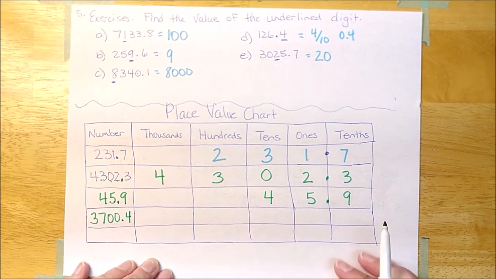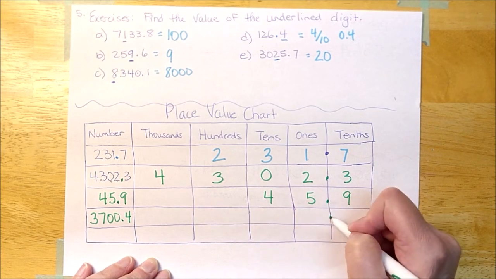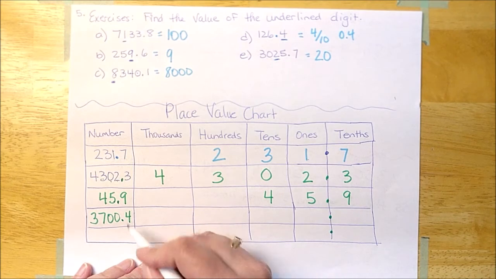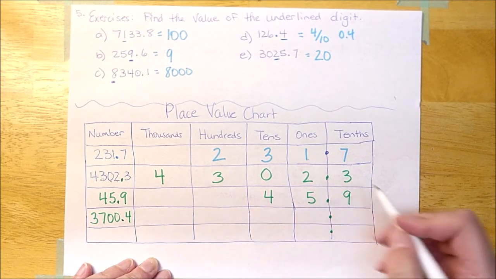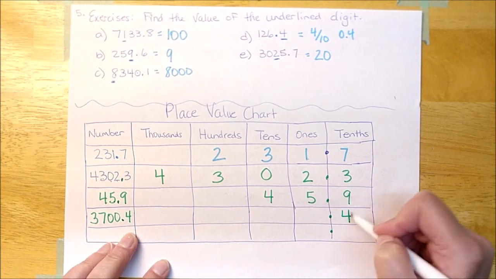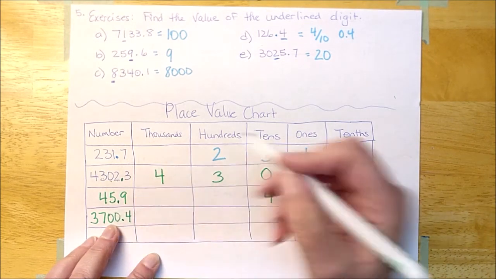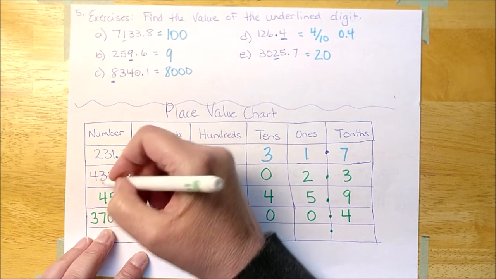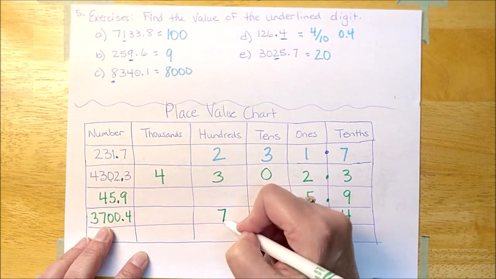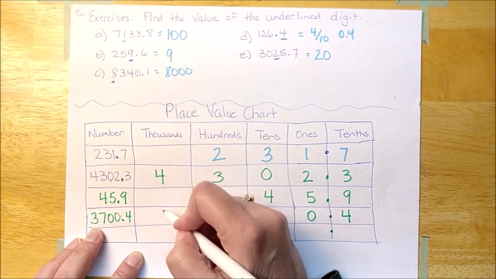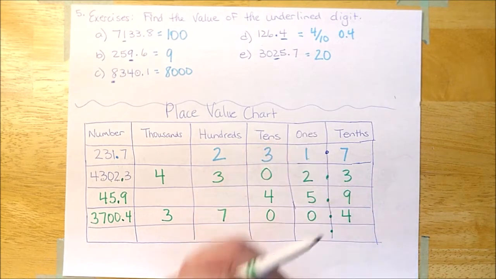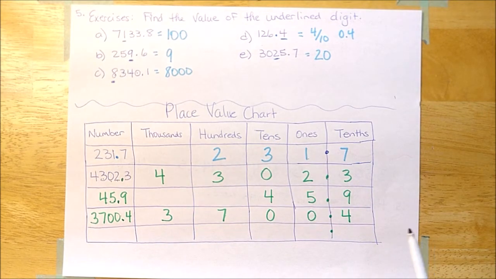3,704/10. Ooh, this is a tricky one. Okay, so I put my decimal there. So I have 4/10. My number behind my decimal goes back there. How many ones do I have? I have none. How many tens do I have? I have none. How many hundreds do I have? I have 7. And how many thousands? I have 3. Okay, we're going to do one more.